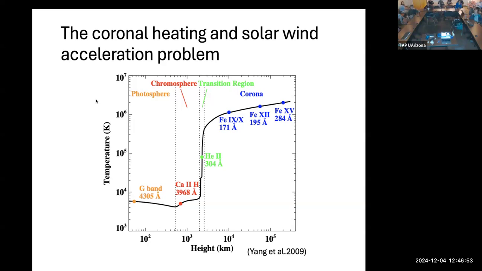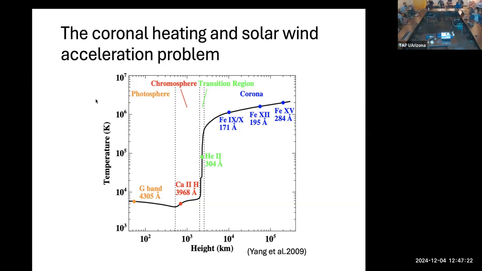Okay, so this is also the region where the solar wind is formed. And in fact, because of these very high temperatures, the plasma has enough kinetic energy to escape from the gravitational attraction of the sun. So understanding what forms and accelerates the solar wind is intrinsically related to understanding what heats the solar corona. And the two problems are really two faces of the same medal.